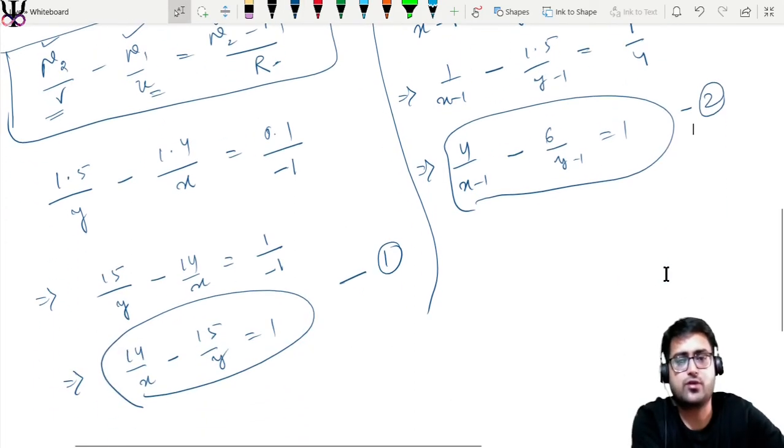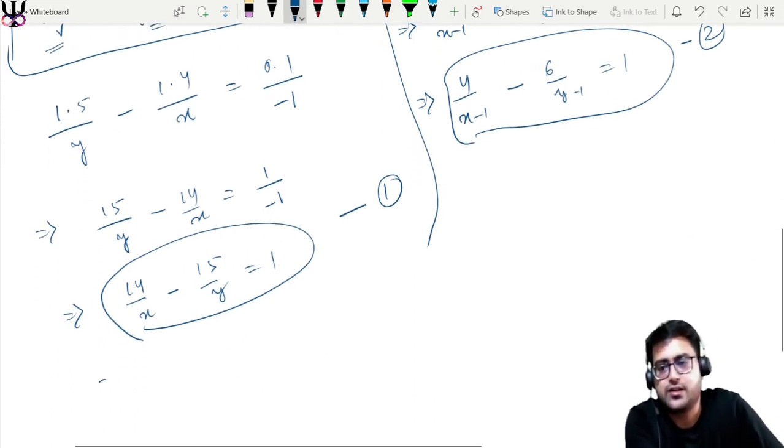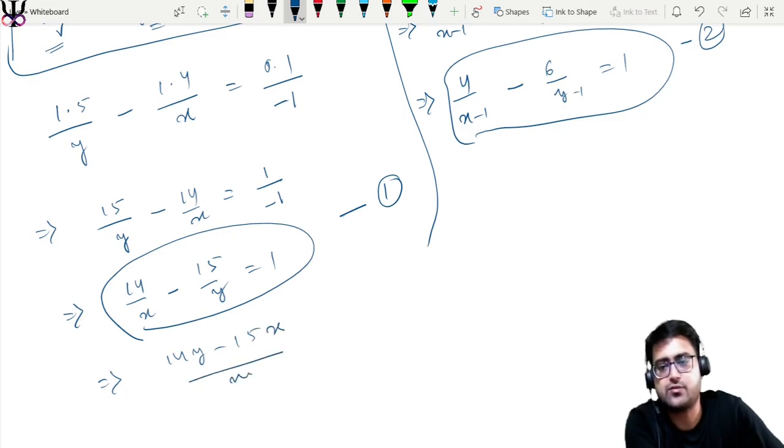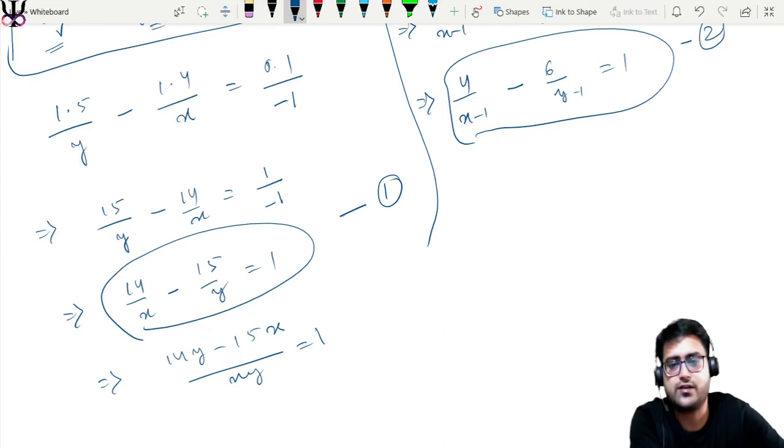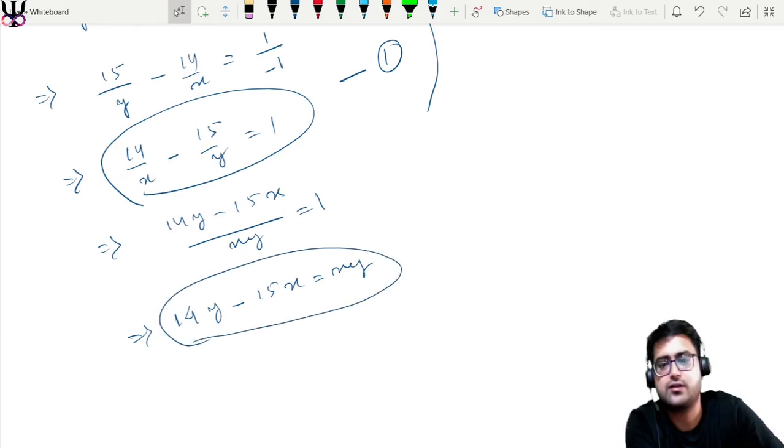So now look at the two equations, 1 and 2. How do we want to solve it? You can try to solve it, but here is my method. You just do it like that, like 14y minus 15x divided by xy is 1, right? So you can write it as 14y minus 15x is xy. Take that as equation 3.